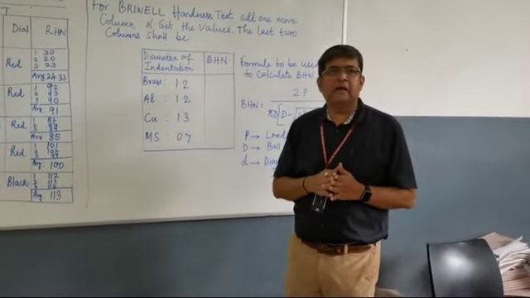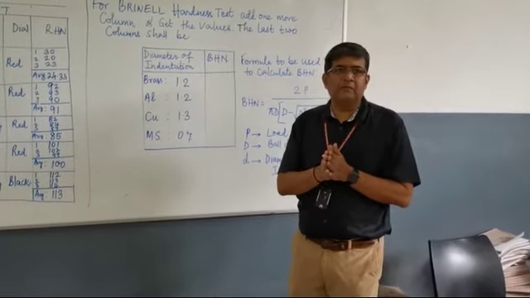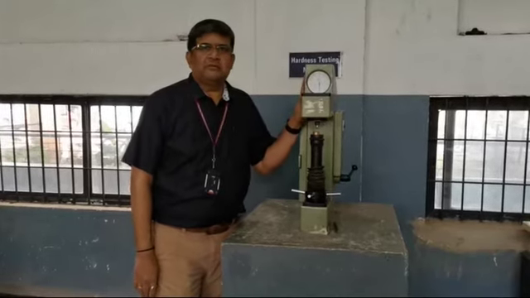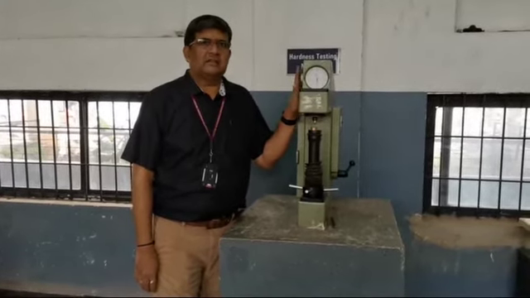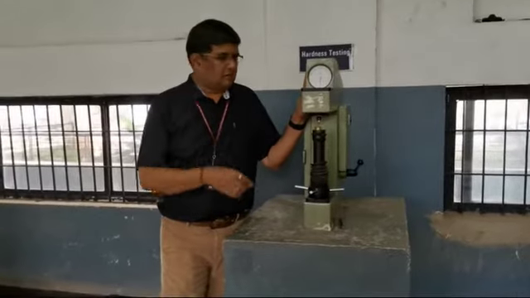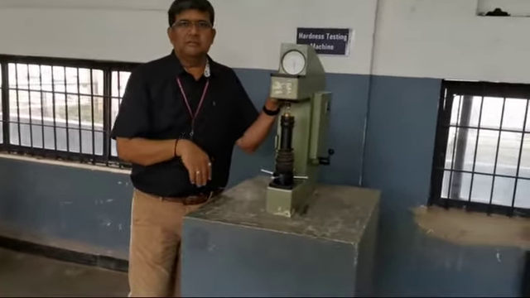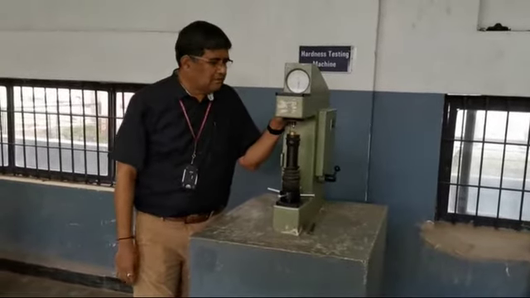and then I'll explain how the experiment needs to be conducted. So this is the experimental setup on which we are going to conduct the Rockwell hardness test, and later on, after we remove the specimen and measure the diameter of indentation, we will be finding out the Brinell hardness number.